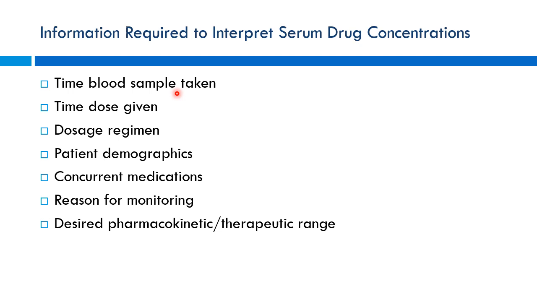The reason why you're monitoring: are you just checking a level because it's been 6 months and you're just checking to make sure they're in the right range, or are you checking for some other reason? You want to know that. And then, obviously, you need to have a desired range. Like you need to know what kind of range you're shooting for.